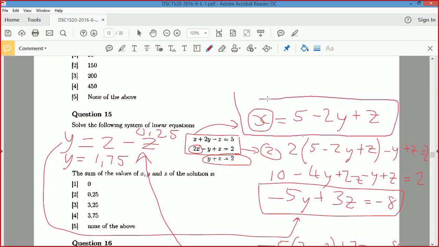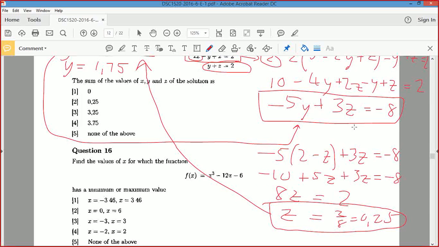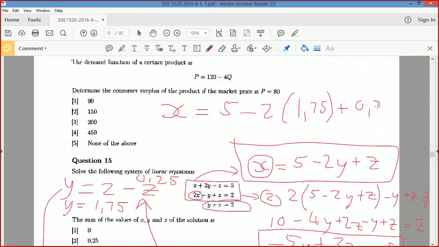Okay, so now I've got this. So then x here is equal to 5 minus 2. What was my y? 1.75. What is my z? We saw it earlier, 0.25. Then I got x here. If you type that into the calculator, 5 minus 2 brackets 1.75, close brackets, plus 0.25, you get 1.75 as well.